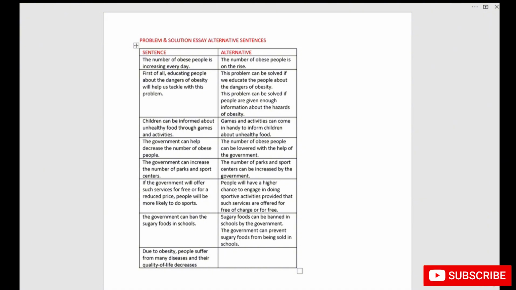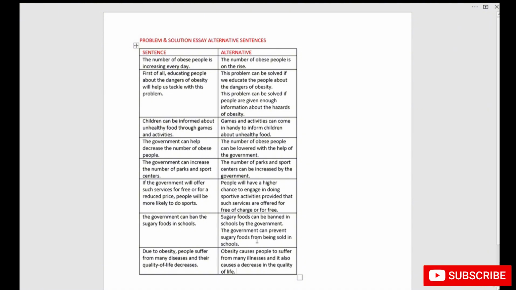And the last one, due to obesity, people suffer from many diseases and their quality of life decreases. So I can change the subject and I can say obesity causes people to suffer from many illnesses, and it also causes a decrease in the quality of life.